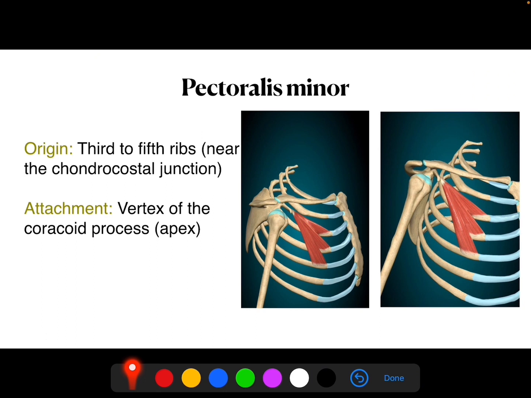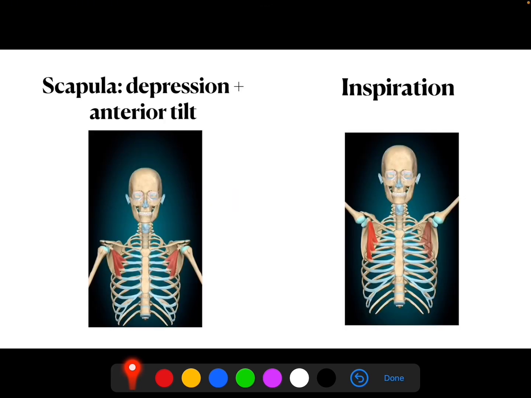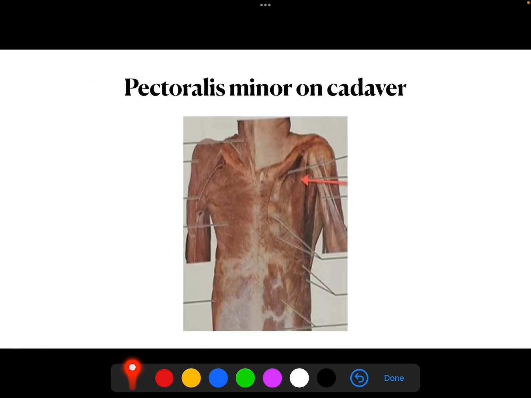Pectoralis minor muscle. It originates from 3rd to 5th ribs near the chondrocostal junction and attaches at the vertex of the coracoid process, which is at the apex. Actions performed by this muscle are depression plus anterior tilt of the scapula, inspiration. This is what it looks like on the cadaver.